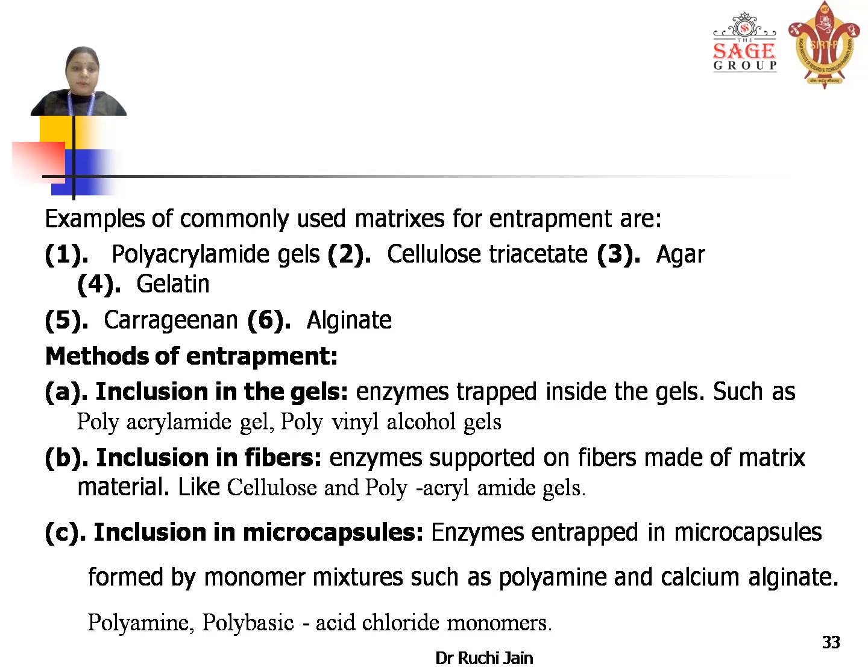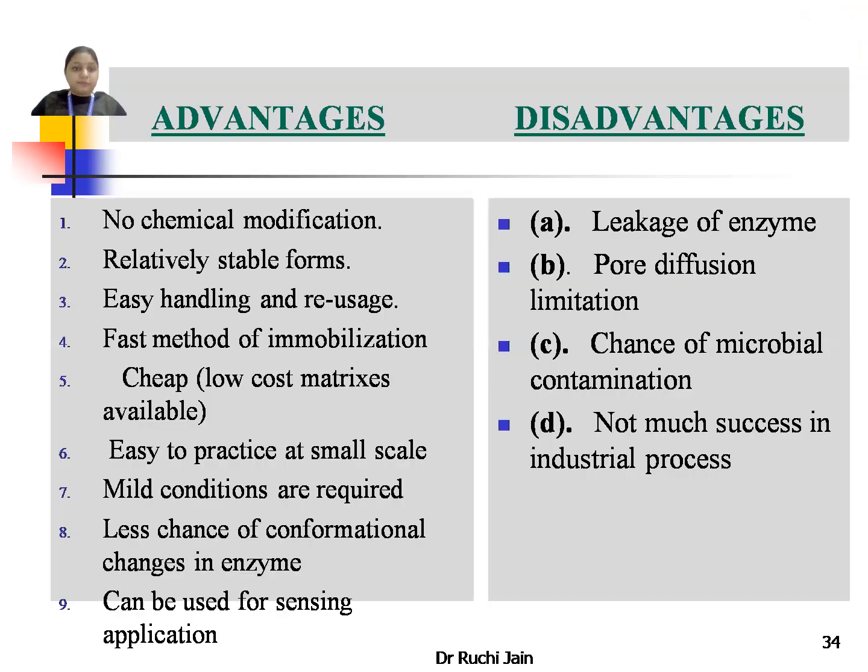There are different types of entrapment methods. The first one is inclusion in the gel. We entrap enzyme inside gels, such as polyacrylamide gel and polyvinyl alcohol. If we use fibers, then cellulose and polyacrylamide gels are used. And if enzymes are included in microcapsules, then for the microcapsule formation, some mixtures are used like polyamide and calcium alginates. Then we entrap these enzymes inside these polymers. So like that, various methods are used for enzyme entrapment.